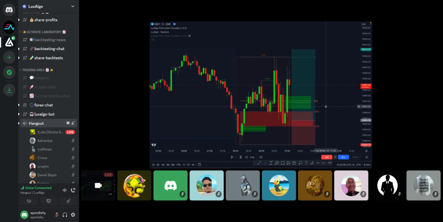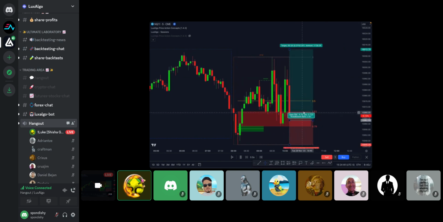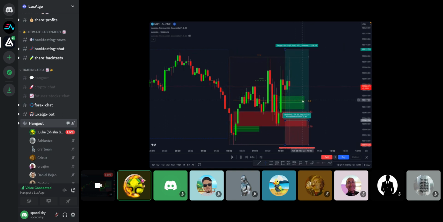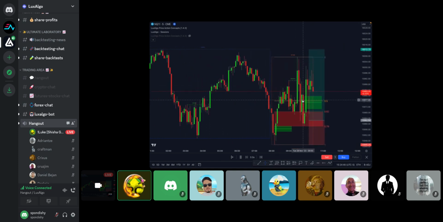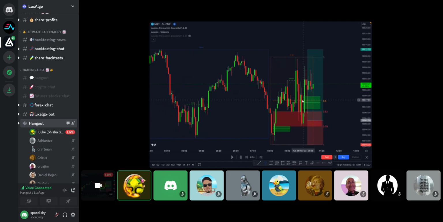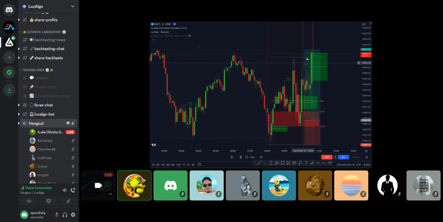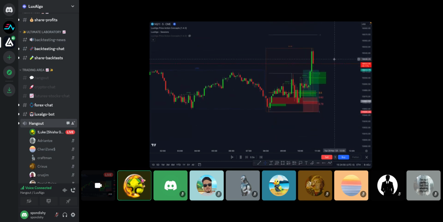Market goes up, forms another fair value gap here, respects it, goes up, and essentially it will dip again once more, if I remember right. Yep. And boom. Hit our maximum target right there. And much, much more.